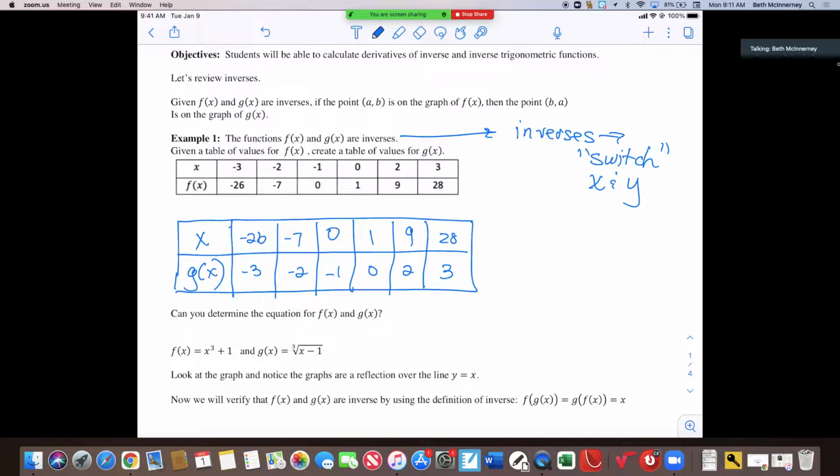So like if I plug in 0, I get 1. If I plug in 2, I got 9. If I plug in 3, I got 28. It's cubed, right? And then I actually wrote it down already. You're cubing the number and adding 1. So that's f of x. Then g of x is the cube root of x minus 1.